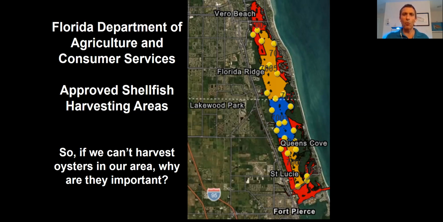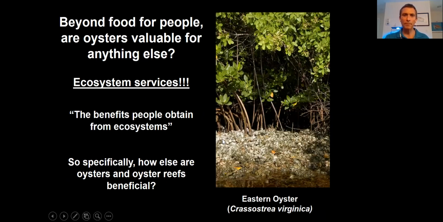Then why do they matter? Why do we care so much about oysters if we can't go out and eat the things? Well, that brings up another set of values that are associated with healthy oysters and healthy oyster reefs. I want to introduce you all to a term called ecosystem services. Ecosystem services refer to the benefits that people obtain from healthy ecosystems.